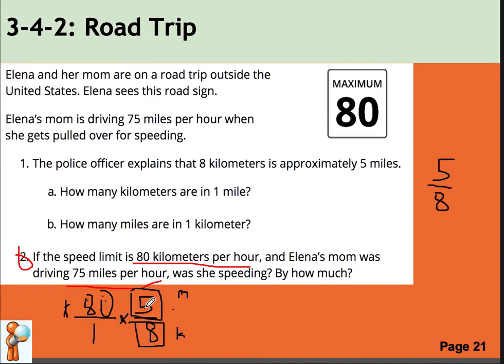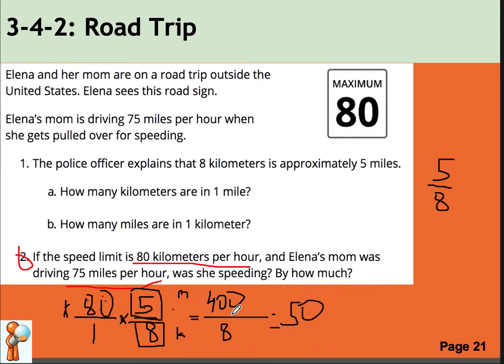So 80 times 5 is what? Work that out. You can do it in your head. You can do it with a calculator. I know that 8 times 5 is 40. So I'm just going to add a 0 to that. So that's 400. And then we're going to divide 400 by 8. And that gives us 50 miles per hour.